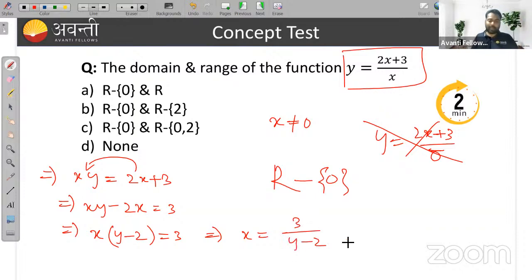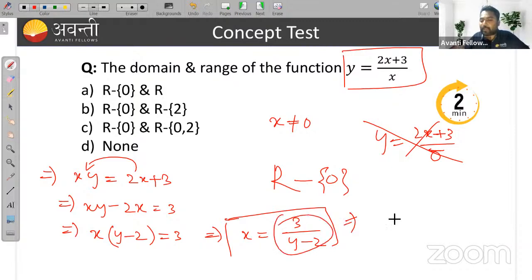Done my brother, we got the answer, right? So here we need the values of y, right? We need the values of y for which x is defined, right? Okay, that is my range. So here first, what should I do? For this function to be defined, what should I do? y minus 2 must not be equal to 0. That is y is not equal to 2, right?